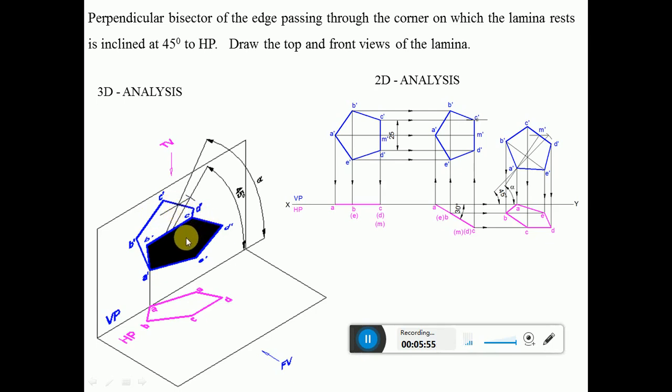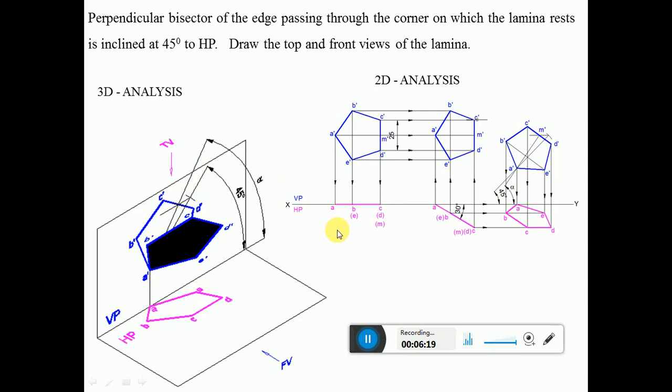So this is the angle through which it is rotated in the front view. And when it is rotated, you can see that in the top view, A is still on the vertical plane. So this is how we can analyze this 3D situation when solving the problem of a pentagonal lamina with apparent declination, which is alpha inclination.